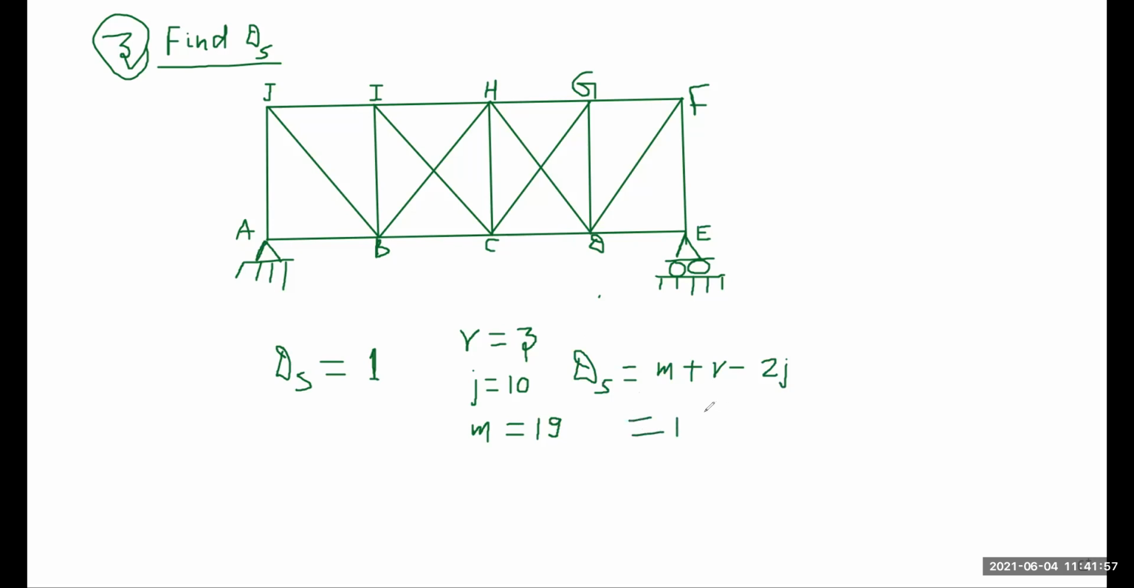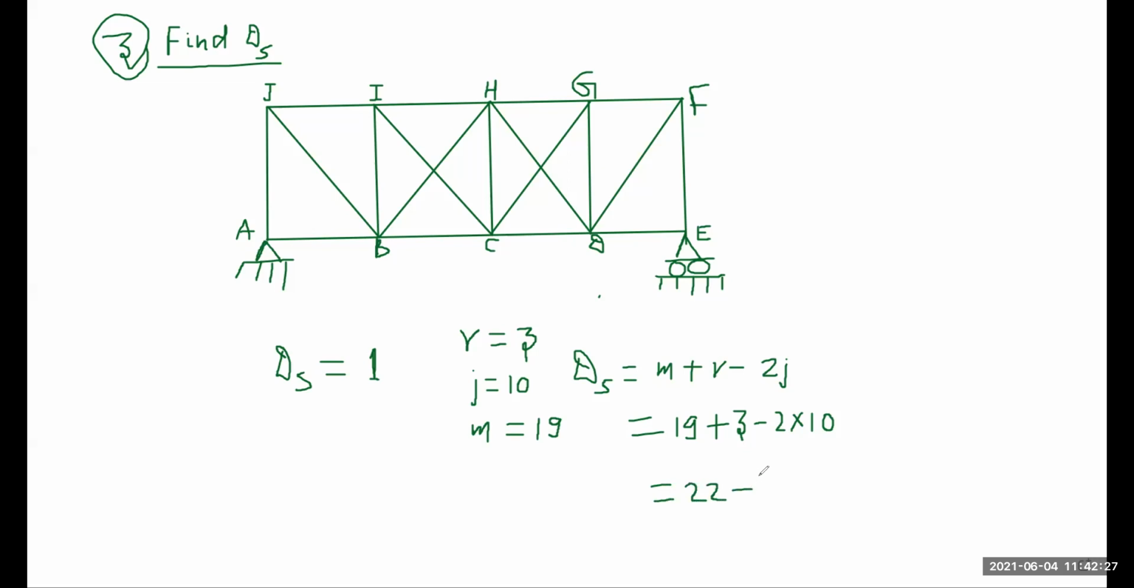Okay, 19 plus the number of reactions. I think you say, sir, 3 reactions. Okay, 3 minus 2 into how many joints? We have 10 joints. So I think 19 plus 3 comes out to be 22.